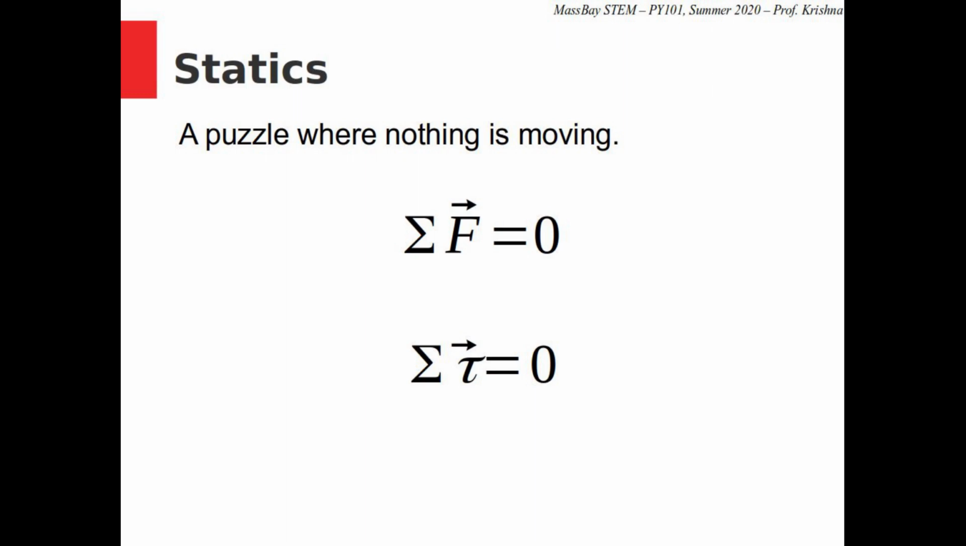There are two conditions required for this to occur. First, the total force on the object has to be zero to prevent linear acceleration. And second, the total torque on the object has to be zero to prevent angular acceleration. Let's apply this to several examples.